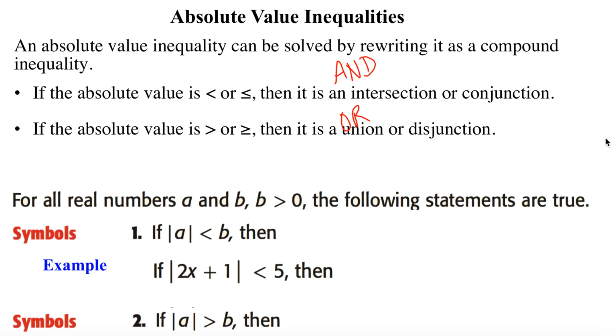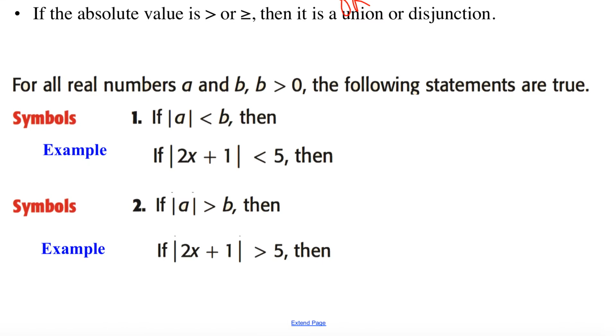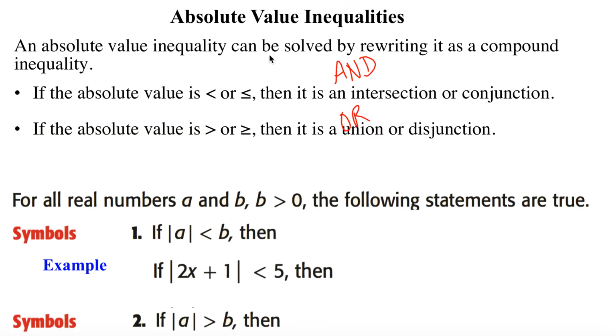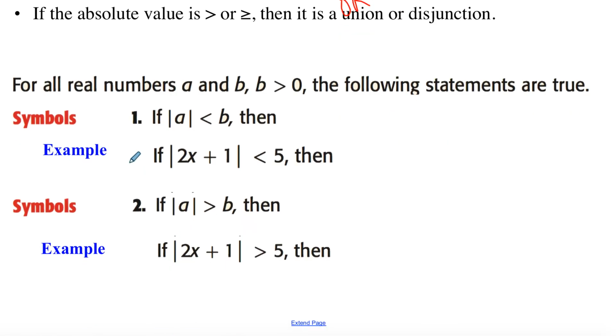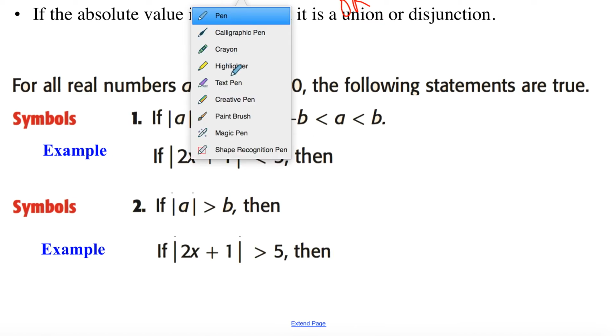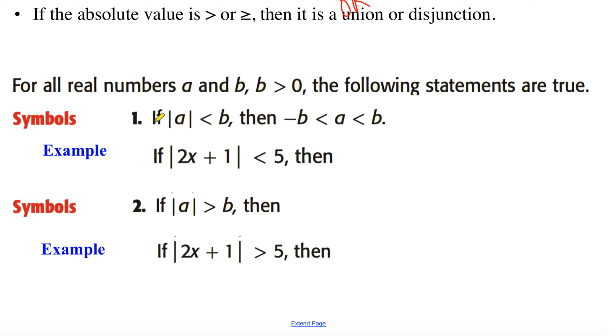So let's go ahead and take a look at some examples. Here's some rules for us. For all real numbers A and B, where B is greater than 0, the following statements are true. It says if we have the absolute value of A is less than B, then what's true is A is less than B and A is greater than negative B, or the opposite of B. This is super, super, super important. So go ahead and highlight this. Make this stand out in some way. This is your rule. This is how you're going to solve these.